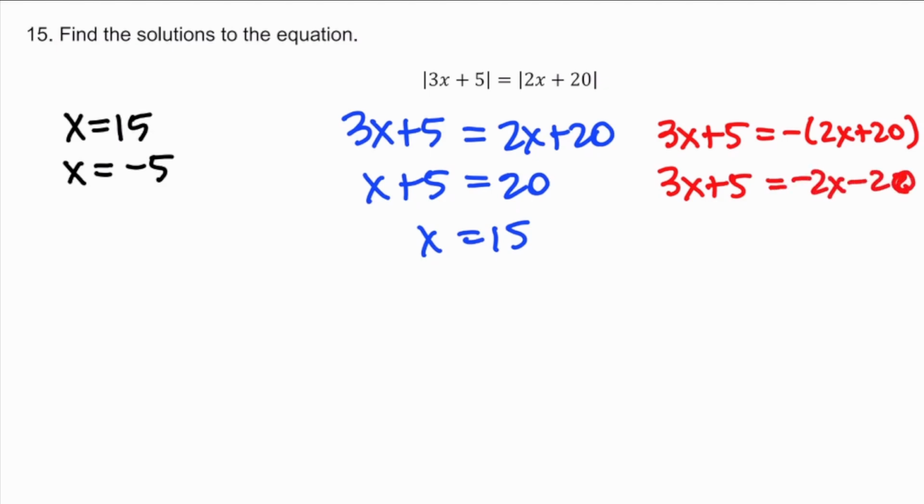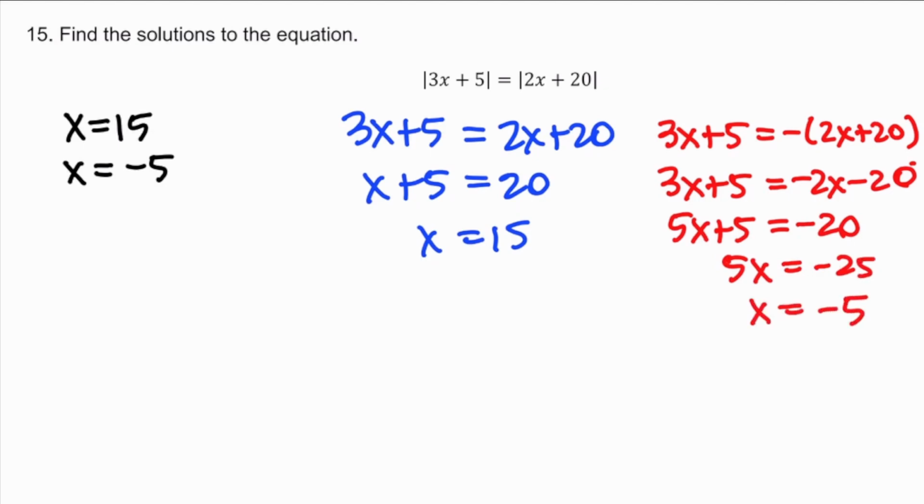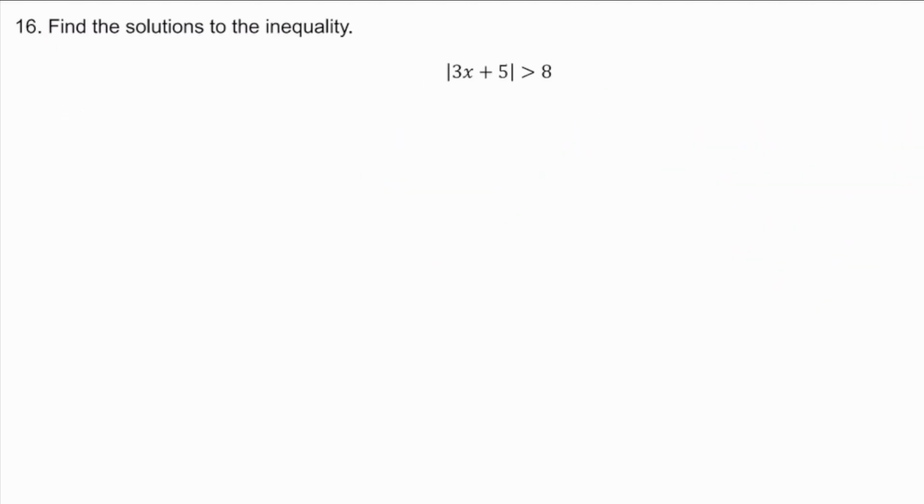Whoops. Hold on. Minus 20. And then I could add the 2x to both sides, subtract 5, and see that x was going to equal negative 5. Since I'm solving an absolute value equation, I should probably plug both of these back in to check and make sure I'm not going to get any extraneous solutions, but with absolute value equals absolute value, that's not something we're going to be running into. All right, so that's all for this problem.